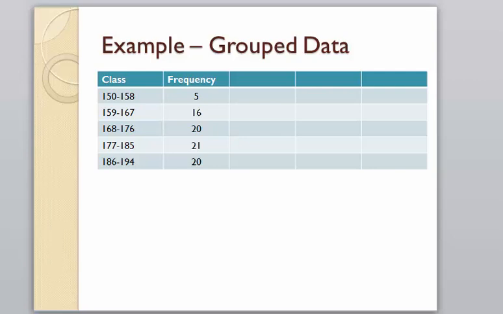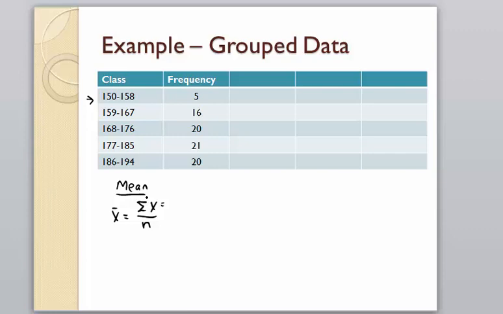On this one, we have five classes, and we have the classes given and the frequencies given. When we look at our first class, we know that we have five values that fall between 150 and 158, but we don't actually know what those five values are. That presents a problem when I go to calculate my mean, because in my mean formula, remember that the first thing we have to do is sum the x's. If I know that there are five values between 150 and 158, but I don't know what those values are, then I'm going to have a hard time adding them up. So the best thing that we can do in this case is simply to estimate what those values are.